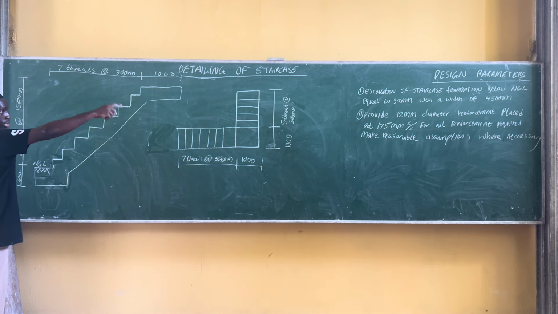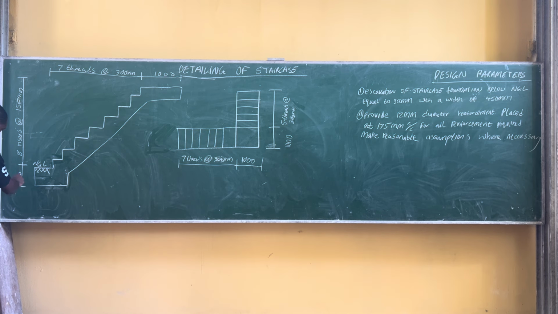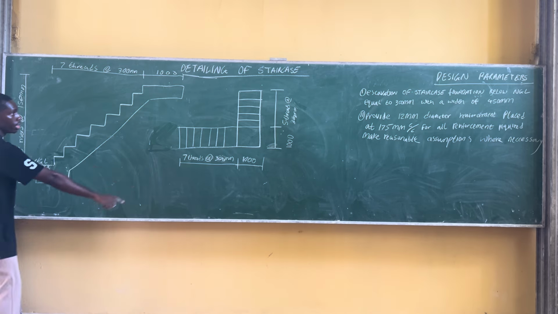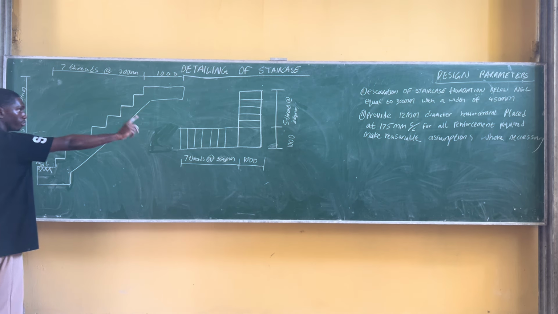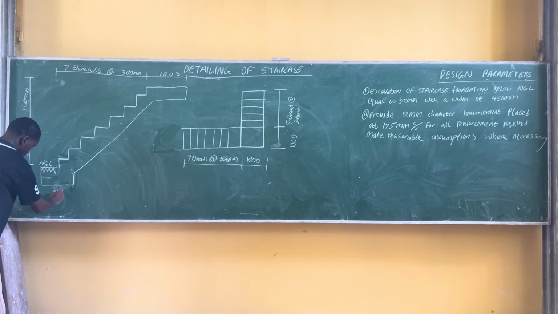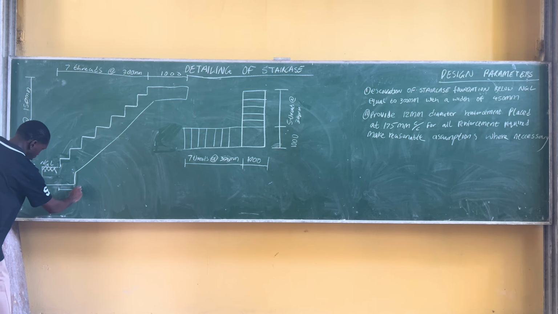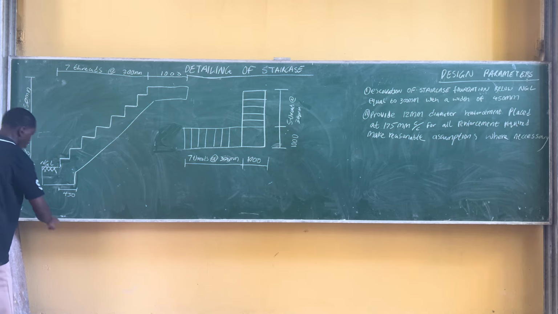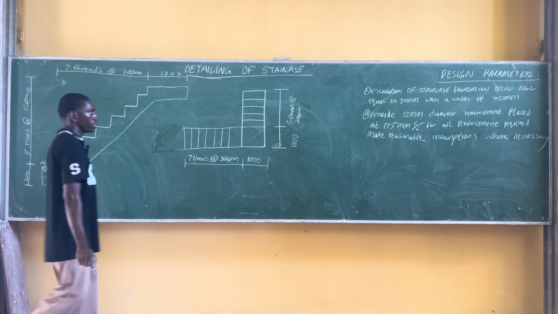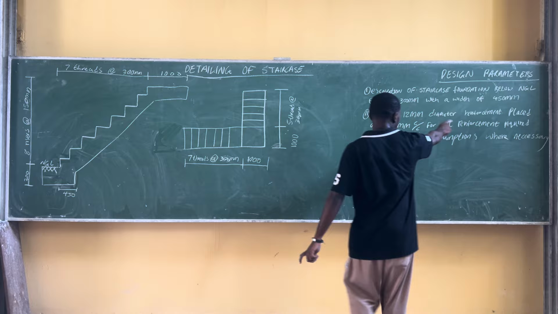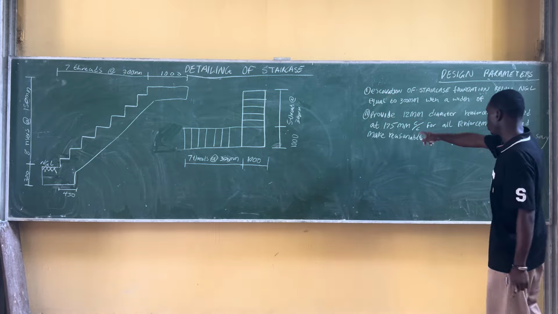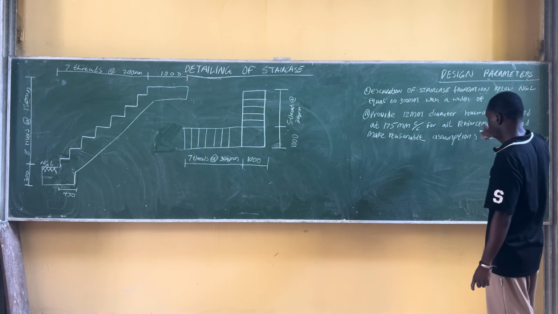And it's given that the excavation depth is 300 millimeter, which is this, I wrote here. Now they gave us a width of 450 mm. That means from here to this length here is 450. That will be our width. Now they say provide that the 12 mm diameter reinforcement placed at 175 center to center for reinforcement required. Make reasonable assumptions where necessary. Okay.